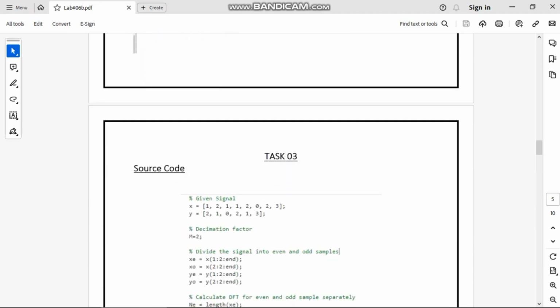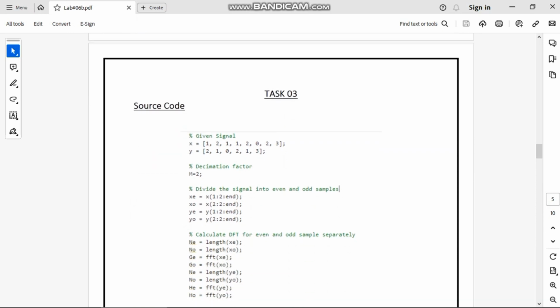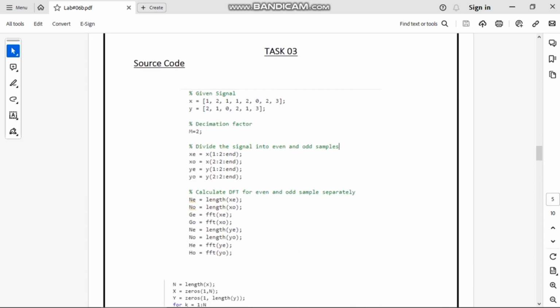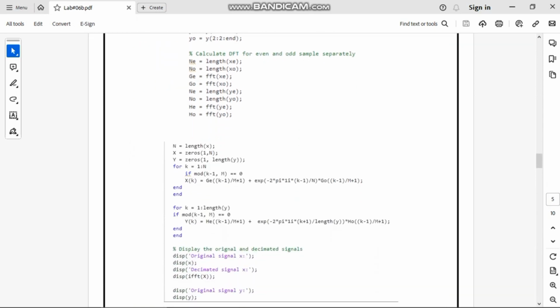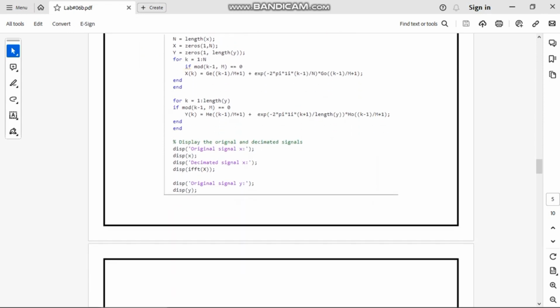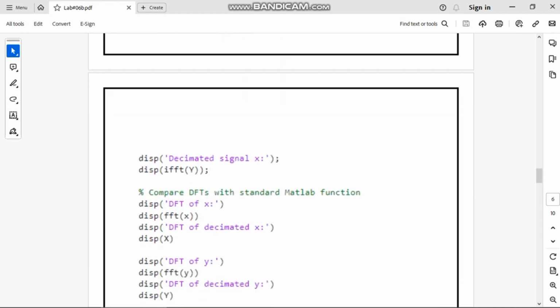Now moving on to task 3. In this we are using two signals, where x is this and y is this. Then the decimation factor is m equal to 2. Then again dividing the signal into even and odd samples. Then calculating DFT for even and odd samples separately. Then I have used a for loop on both the signals, then displaying the results.